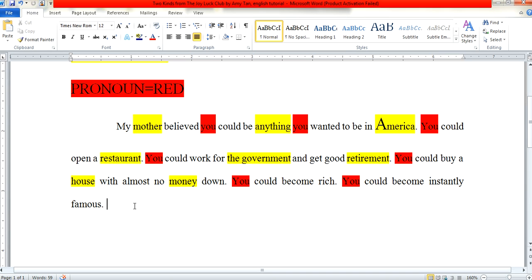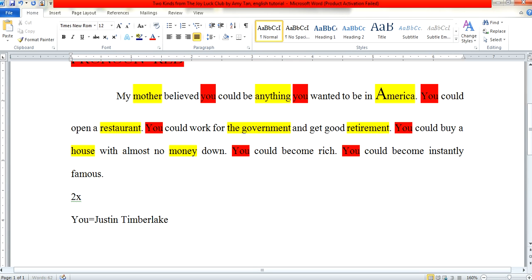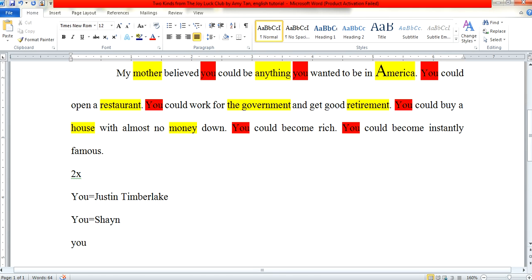And just to give an example, in mathematics, we have 2x. Now, x can represent any number. Likewise, a pronoun can represent any proper noun. So you right here could equal, like I said before, Justin Timberlake, or, sorry, you could equal Shane, or you could equal the viewer, and say your name is Felipe. Yes, Felipe. So that's an example.